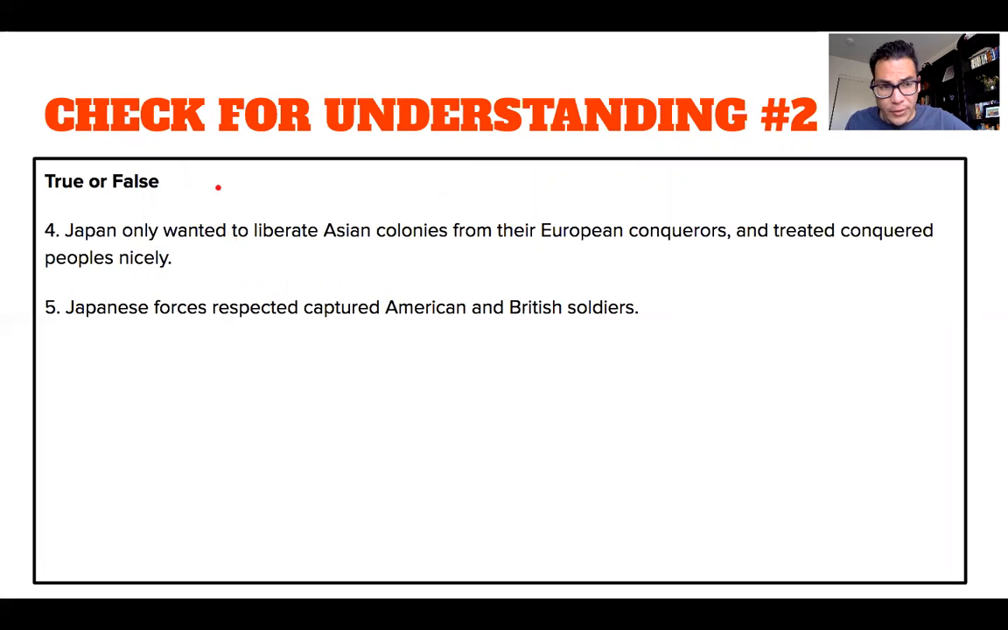Let's do our second check for understanding. Again, true or false? Number 4, Japan only wanted to liberate Asian colonies from the European conquerors and treated conquered peoples nicely. And 5, Japanese forces respected captured American and British soldiers. Take a few moments for our check for understanding.